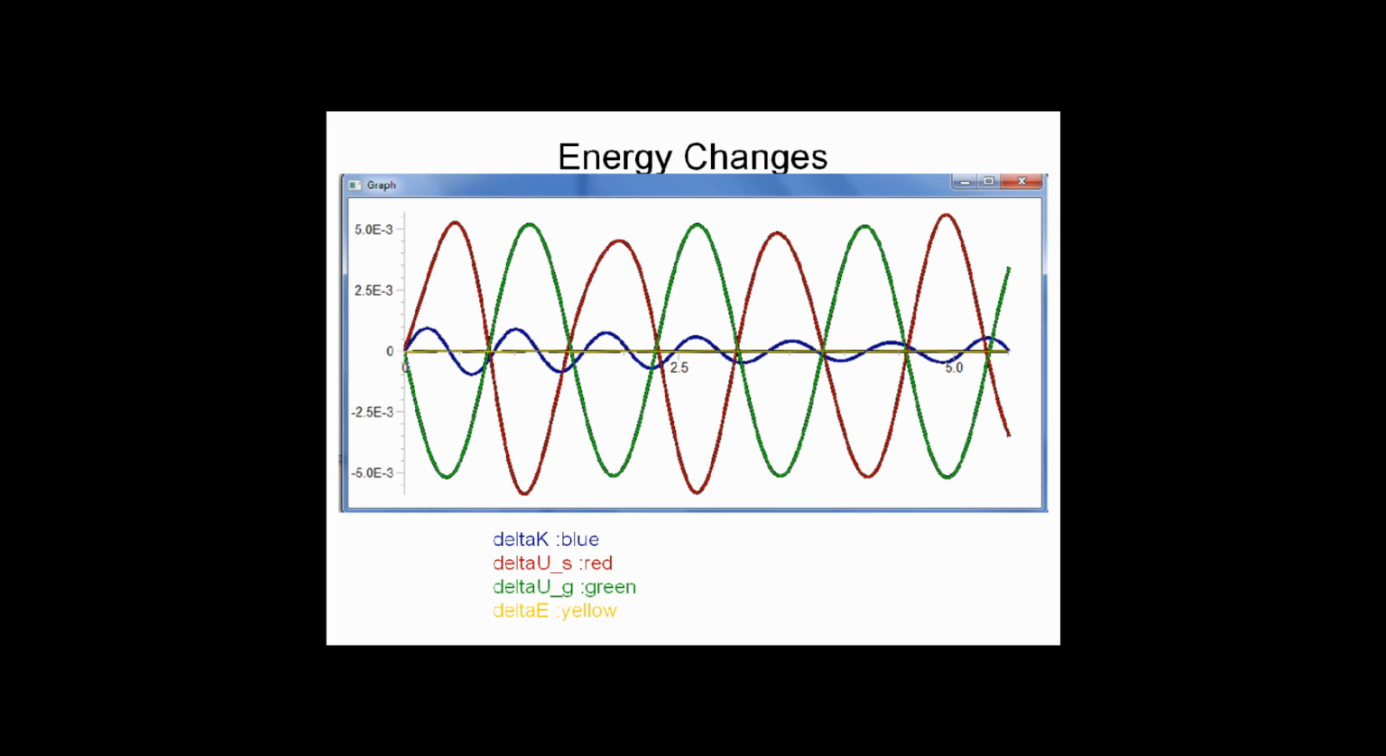Delta E, the yellow graph, is equal to 0. The green graph, delta UG, the red graph, delta US, and the blue graph, delta K, look like they add up to 0. As you can see here, the green and red graph almost cancel each other out. But when the blue graph is added, their sum becomes 0. So to answer the what does it mean question, yes, the energy principle is satisfied because the change in the total system energy is equal to the sum of the individual energy changes within the system.